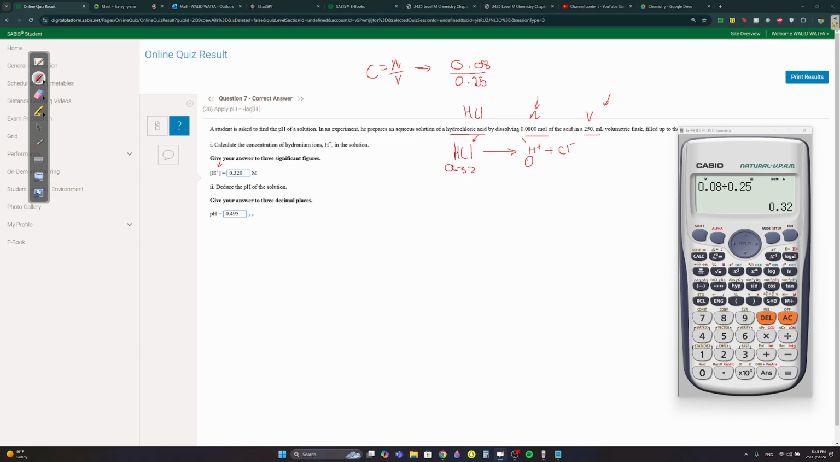Since they have the same coefficient, it's not moles, it should be molar. 0.32 molar concentration for H plus as well. To 3SF, you just add a 0 there. Deduce the pH: minus log H plus. I usually use minus log base 10, but you can use minus log or minus log base 10. You get the same answer. The pH is 0.495. They said to 3 decimal places, so 0.495.